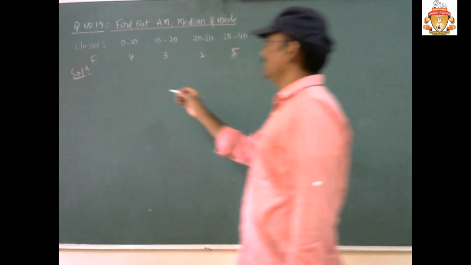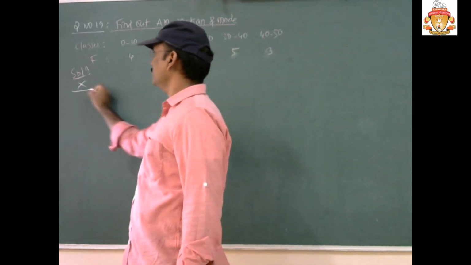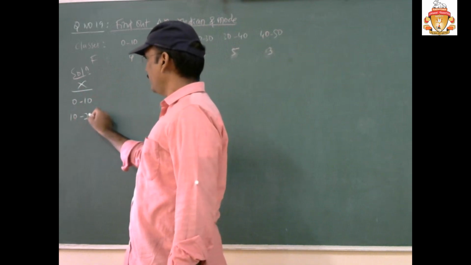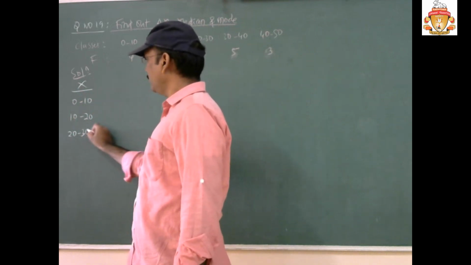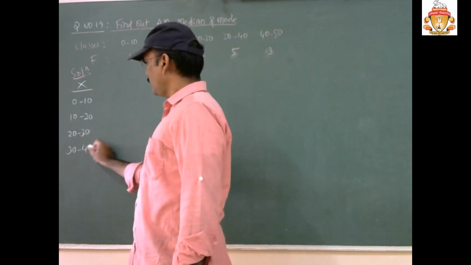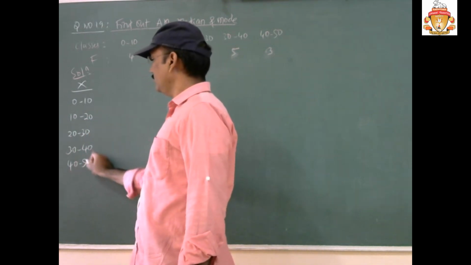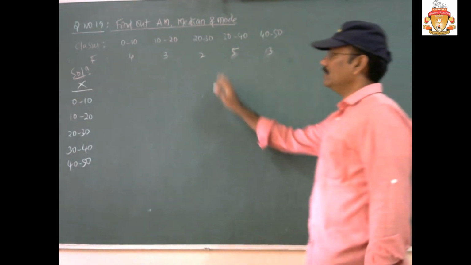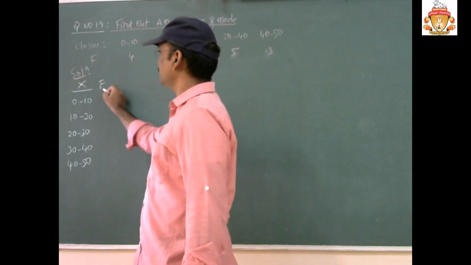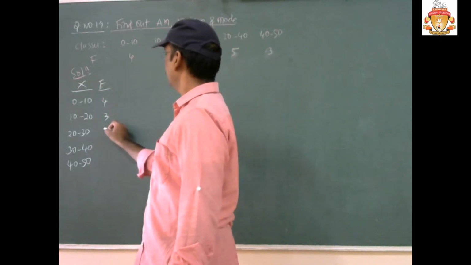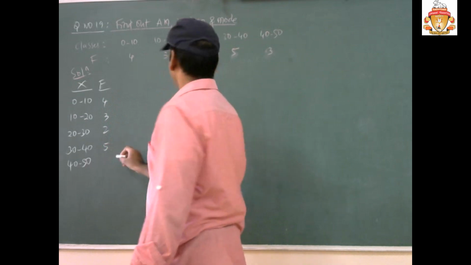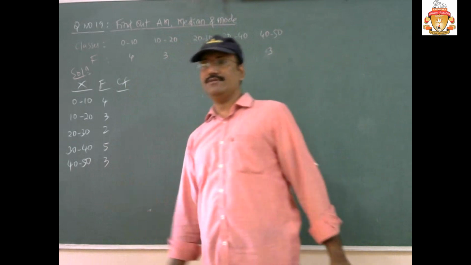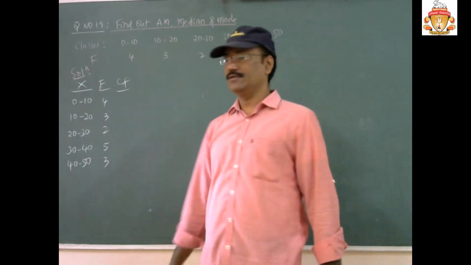Okay, the first column means x. You take the class: 0 to 10, 10 to 20, 20 to 30, 30 to 40 and the last one is 40 to 50. So these are the class intervals. Now write the frequency: 4, 3, 2, 5, and the last number is 3. First you have to find the CF. Why do we need the CF? CF is required for median purpose, right?